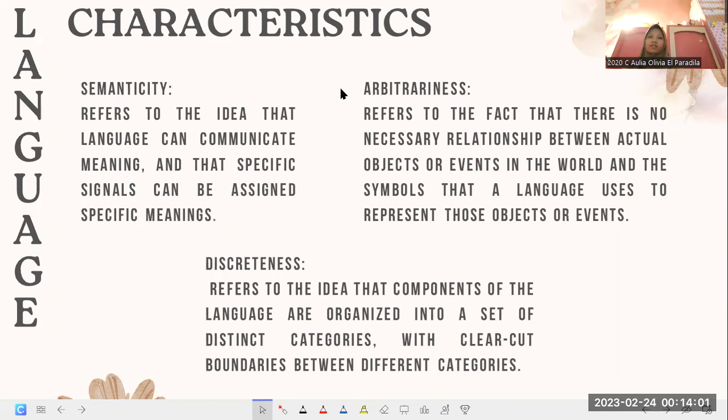So the first one, semanticity. This occurs at multiple levels in languages, as individual words can be assigned particular meanings and so can longer expressions that contain more than one word.